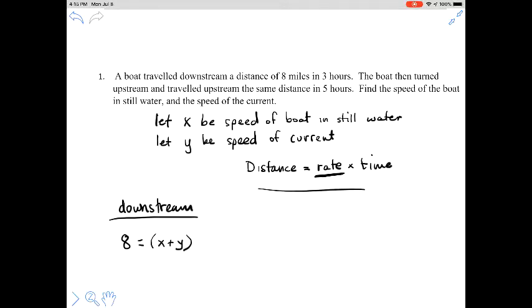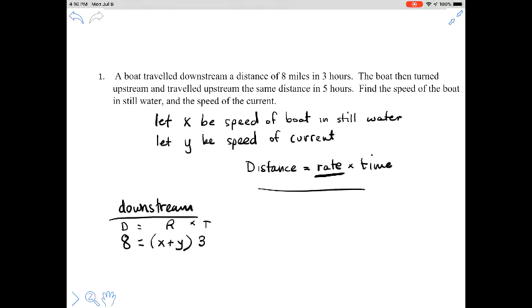So right here we've got distance. This is the rate. Now I need to multiply it by time. How long did it take? 3 hours. So 8 equals quantity x plus y times 3. That's the distance equation for downstream.